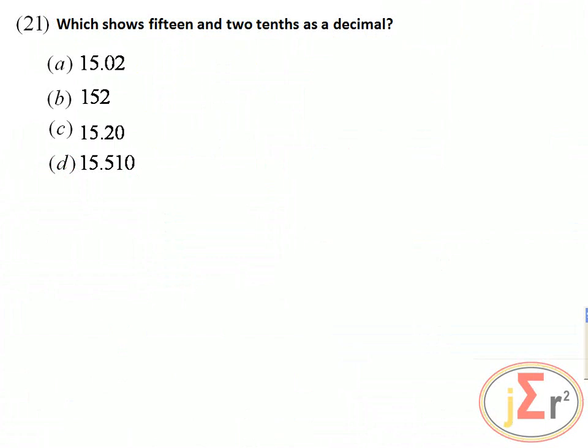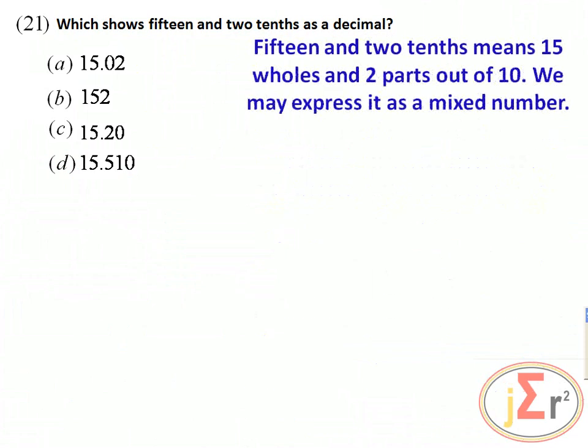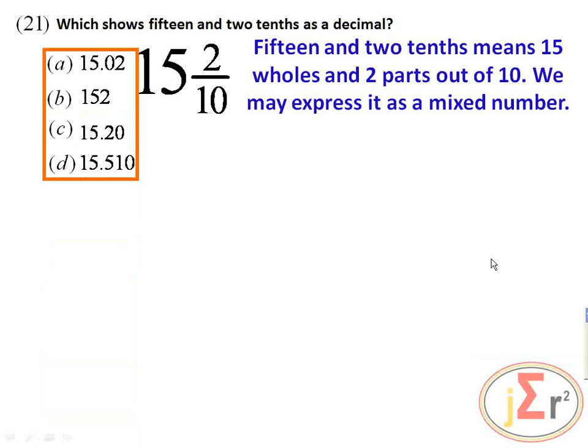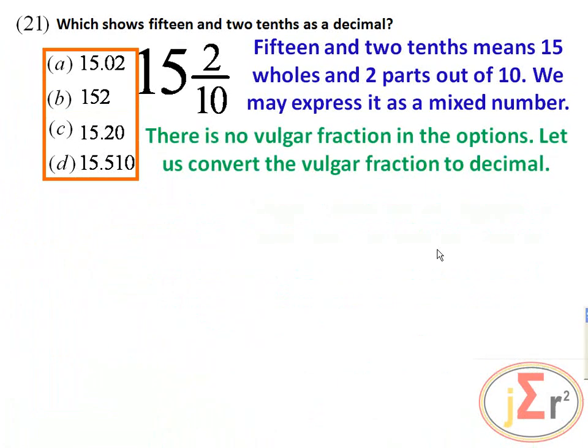Which shows 15 and 2/10 as a decimal? 15 and 2/10 means 15 wholes and 2 parts out of 10. We may express it as a mixed number. There is no vulgar fraction in the options. Let us convert the vulgar fraction to a decimal fraction.